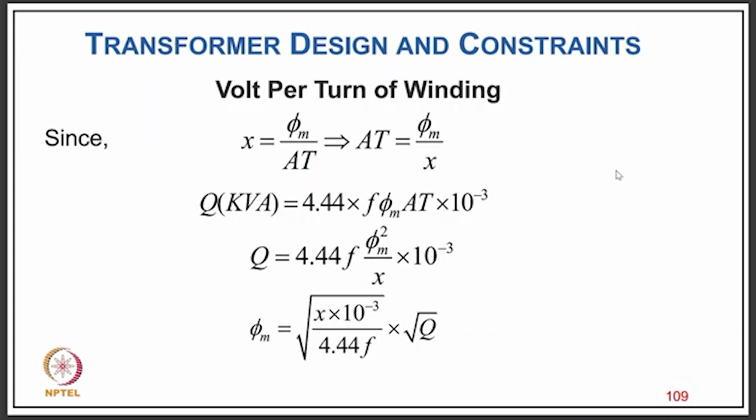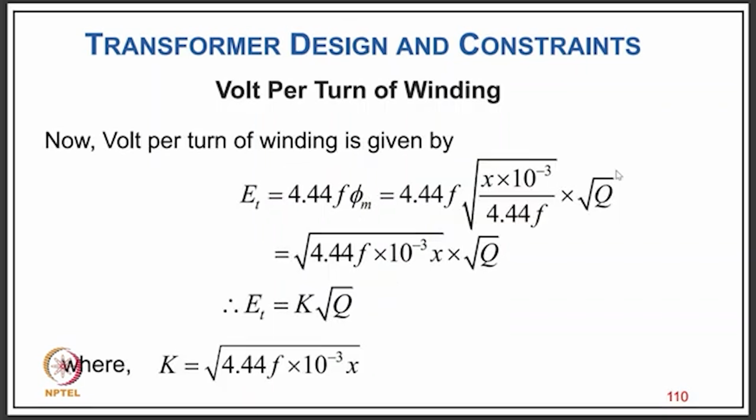Now we can define the output rating Q as 4.44 F m AT into 10 power minus 3, or we can say Q equals 4.44 F into m square by X into 10 power minus 3, or we can say m is under root X into 10 power minus 3 divided by 4.44 F into under root Q. Now we can relate between ET and Q. So ET becomes 4.44 F m, which is 4.44 F under root X into 10 power minus 3 divided by 4.44 F into under root Q, or equal to under root 4.44 F 10 power minus 3 X into under root Q, or ET is equal to K into under root Q, where K is under root 4.44 F 10 power minus 3 into X. So this gives a relation between the volt per turn and the kVA rating.